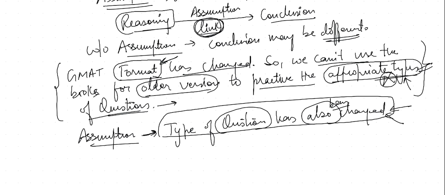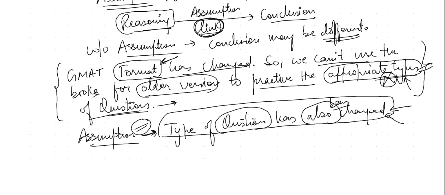Okay. So if the type of questions doesn't change, as is the case right now, you can still use the older books to practice the right kind of questions. So the correct kind of questions don't change. CR questions in older books also would be of the same format. RC also would be of the same format. It will not be any problem. Okay, so this is the assumption required.